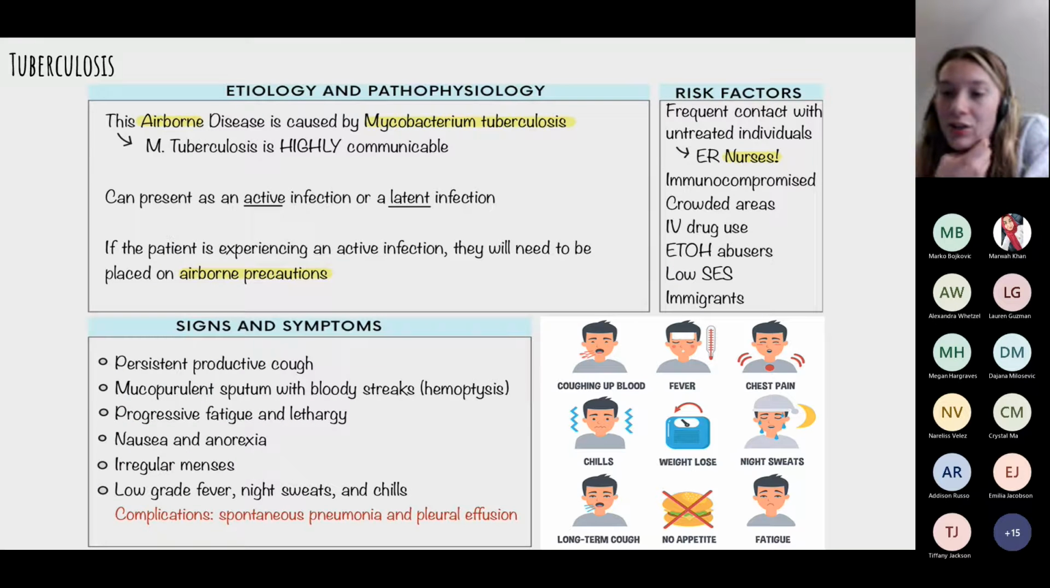So I just kind of included a good little care map for you guys. Just knowing that they need to be on airborne precautions, some of the complications, some risk factors, and a little picture with some of the symptoms. And we cover tuberculosis a lot more in your Complex Health 1 class. I actually made this care plan for Complex Health 1.